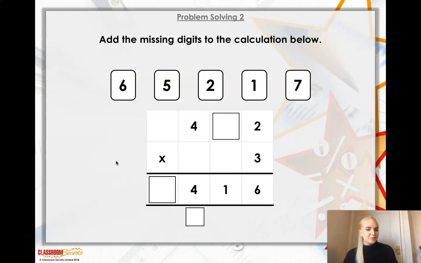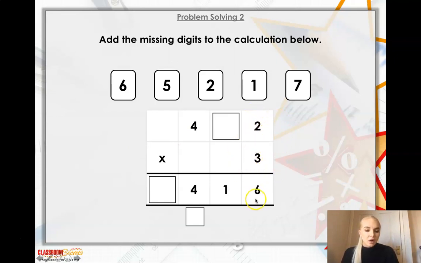Okay, a little bit of a problem-solving question here. We have looked at a similar question to this one before, but with slightly different numbers. So let's have a think about how we can work this out. Can you just pause the video and see if you can work this out for a second, please? And then we'll go through it together. Off you go.